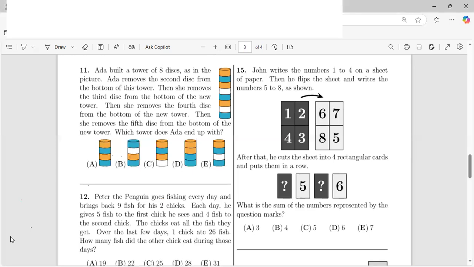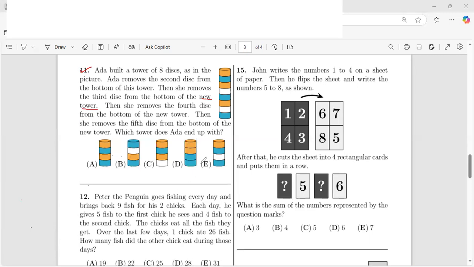Question number 11. Ada builds a tower of 8 discs as in the picture. Ada removes the second disc from the bottom of the tower. Then she removes the third disc from the bottom of the new tower. Then she removes the fourth disc from the bottom of the new tower. Then she removes the fifth disc from the bottom of the new tower. Which tower does Ada end up with?